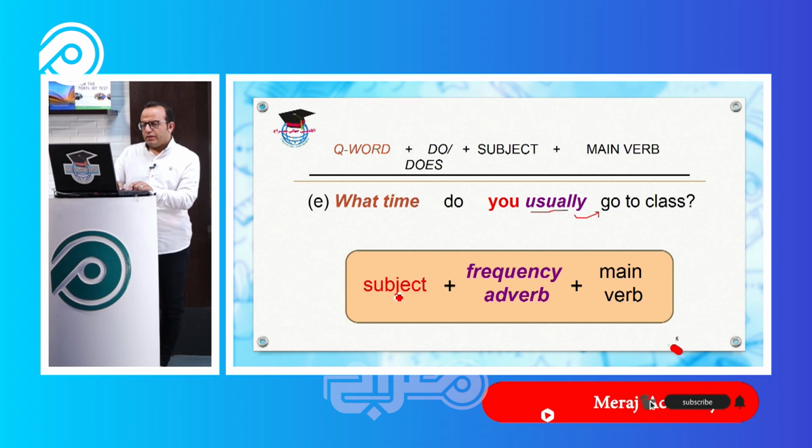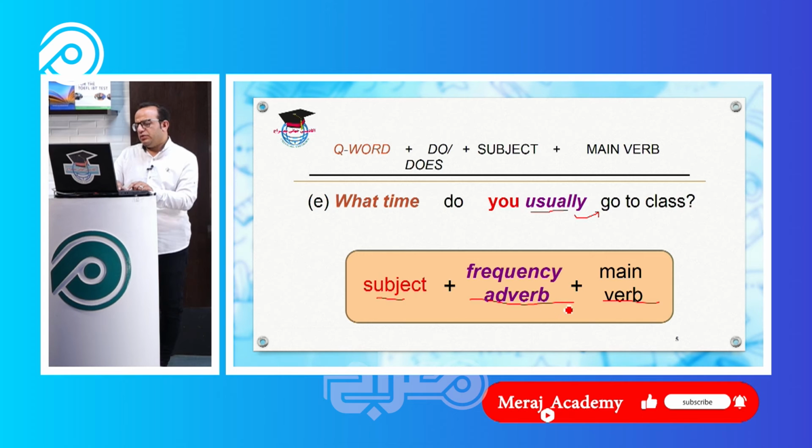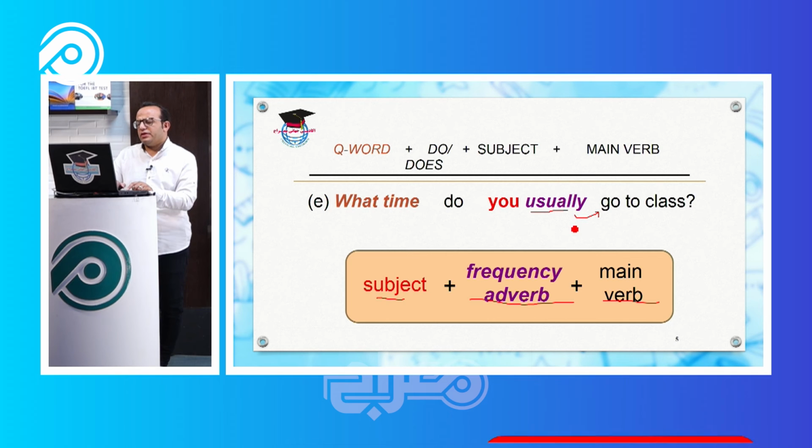So the subject is used, then the frequency adverb, and then the main verb. The frequency adverb is used before the main verb, like in this example: subject, frequency adverb, and then main verb. Understood?